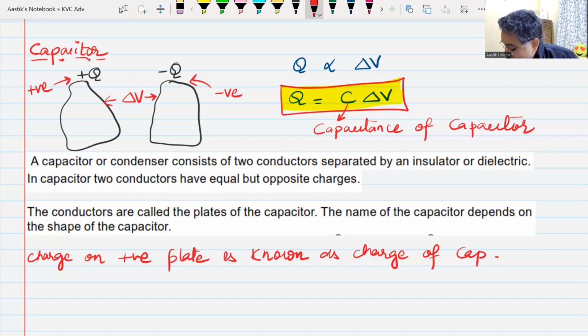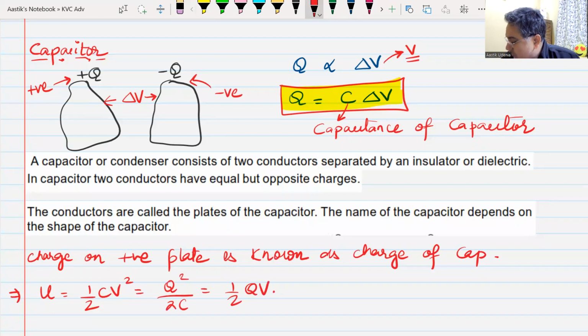You can also write the energy of the capacitor as half C into delta V square. Now, I am going to write this delta V simply as V. So wherever I write V for a capacitor, that V means the potential difference. Do we understand this? Yes, sir. You can also write it as Q square by C. You can also write it as half Q into V. Do we understand this? Yes, sir.